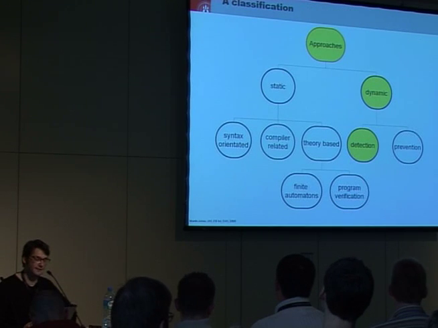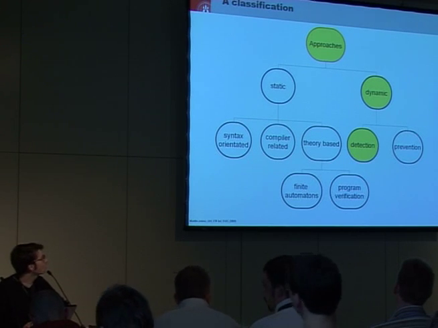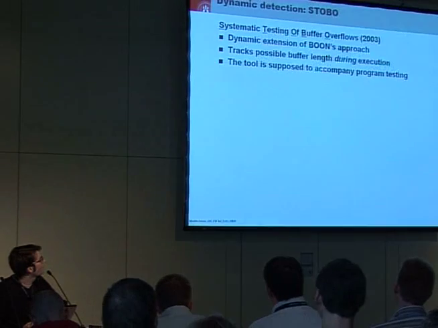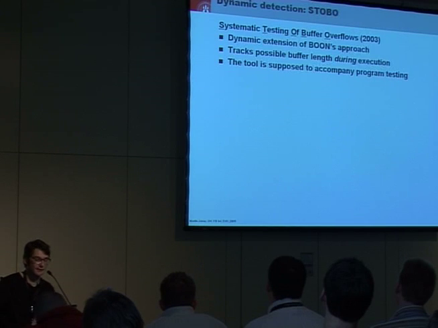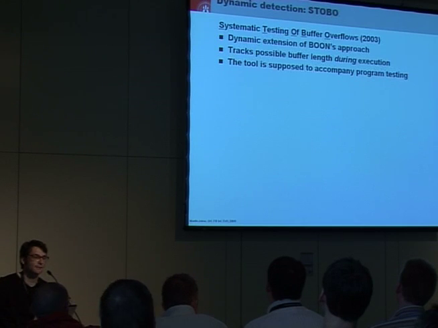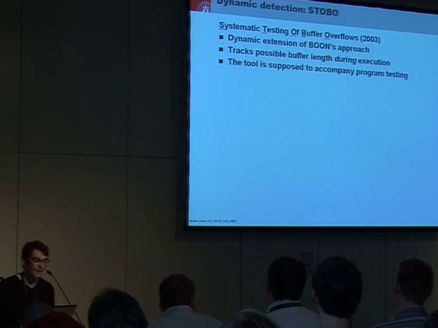We have two classes here. We have the detection class and the prevention class. The detection class is somewhere in the middle between the static and the dynamic analysis. We've got one example here. It's called Stobo. This is for systematic testing of buffer overflows, and the name gives it already away. Stobo doesn't produce any production code. Stobo puts out an executable that should be used solely for testing the program.